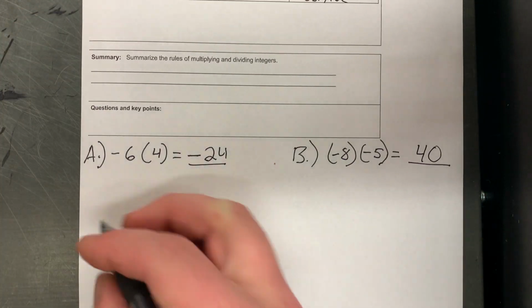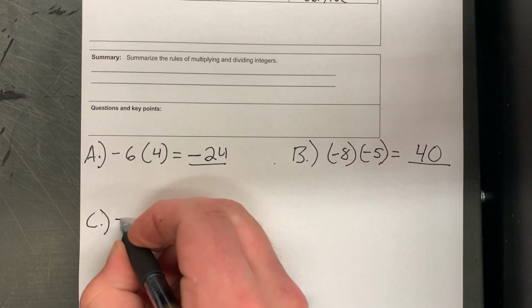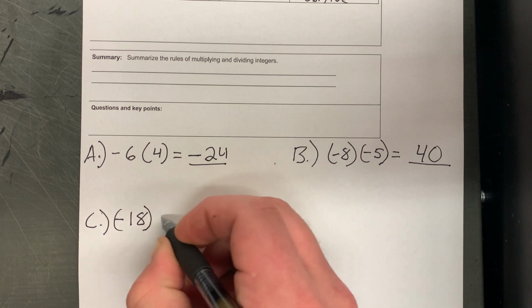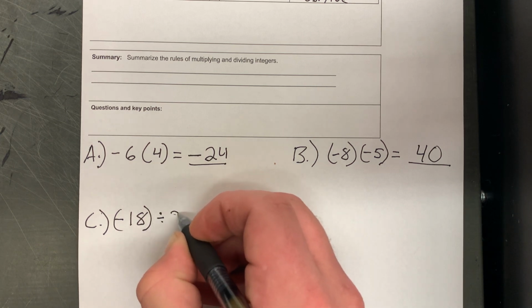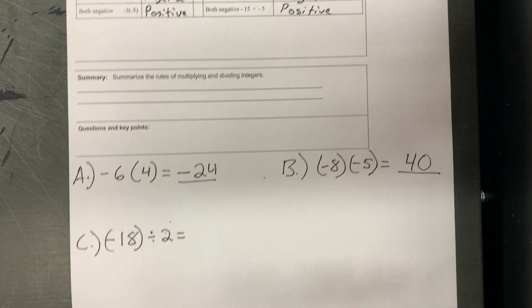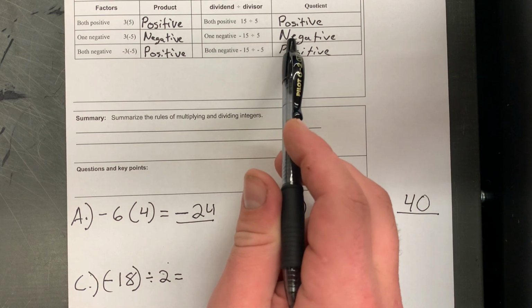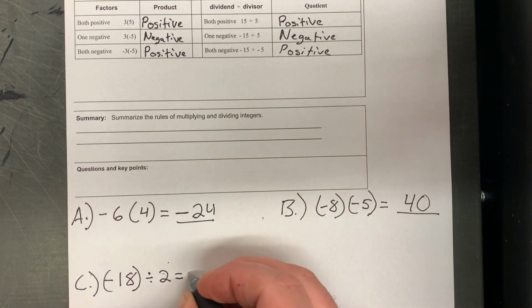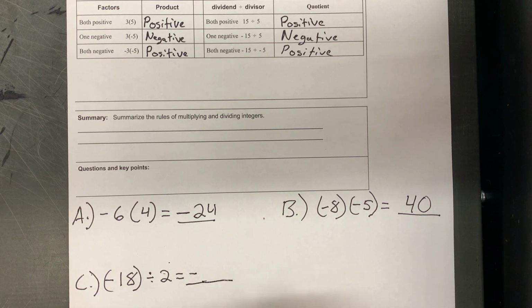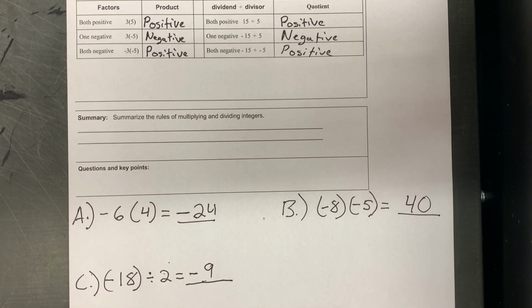Let's try another one. If I have negative 18 divided by 2, I have one negative integer. When I have one negative number, it's going to give me a negative answer. So I can put in my negative symbol right away. Then I can just do 18 divided by 2, which I know is 9. I end up with negative 9. Again, I just had one negative integer.